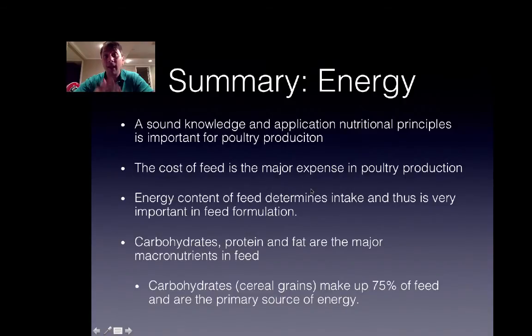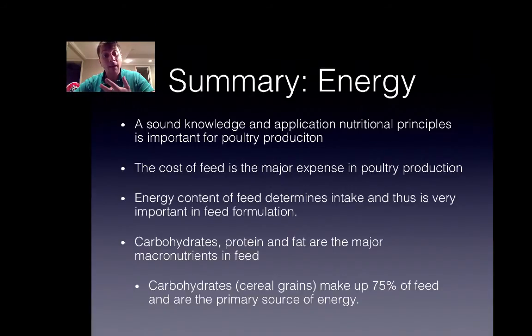So in summary, you need a sound knowledge and you need to apply nutritional practices for efficient poultry production. The cost of feed is the major expense in poultry production, and the energy content of the feed determines how much the bird will eat. And so if you have an energy dense feed, they'll eat less. And so you really have to look at the energy level as you are formulating the nutritional value of the feed.